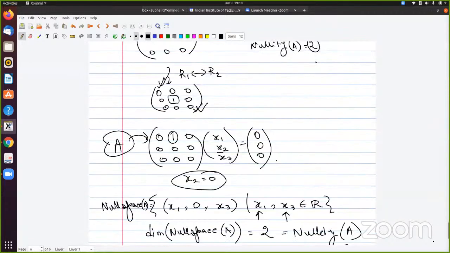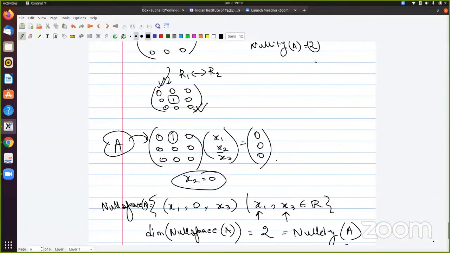Earlier you said that nullity equals dimension. That is true for vector space or matrix or both? Nullity equals dimension of?